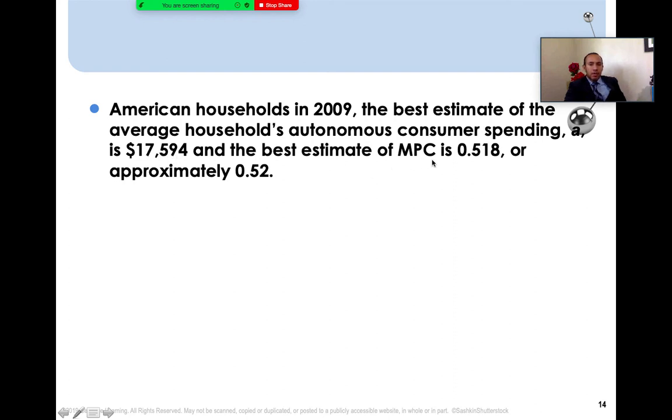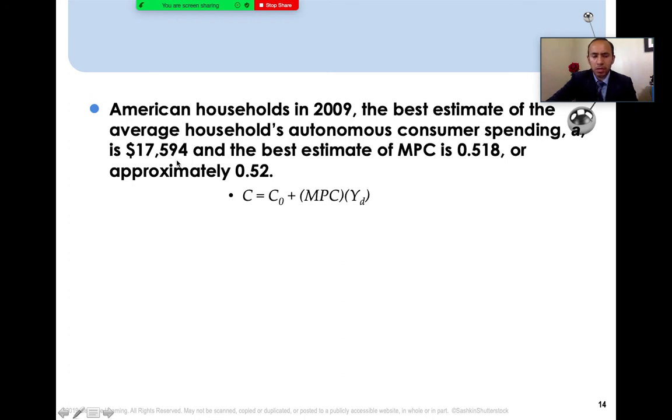And the best estimate of their marginal propensity to consume is 0.51 or 0.52. Basically, they spend 52 cents to the dollar. If you earn one more dollar, they will spend 52 cents out of that dollar, if you look at it in that perspective. So your consumption function, C, is your consumption. Part of it is autonomous. This could be, for example, credit cards, family giving you money, whatever that $17,000 comes from.